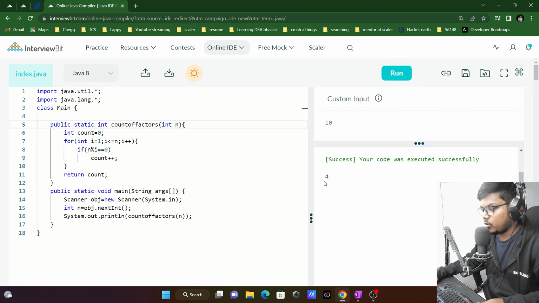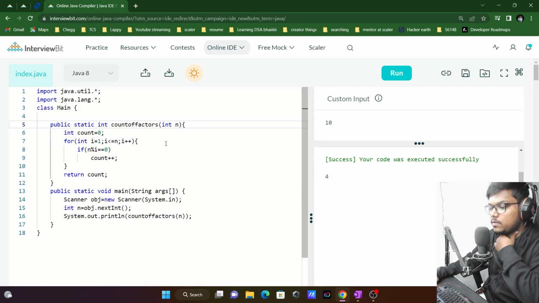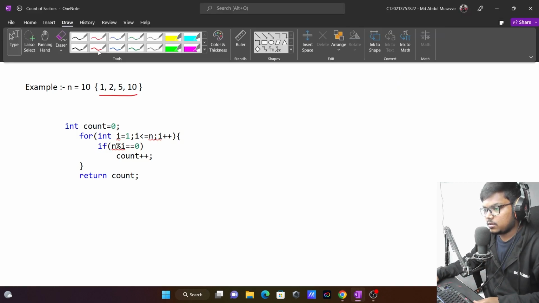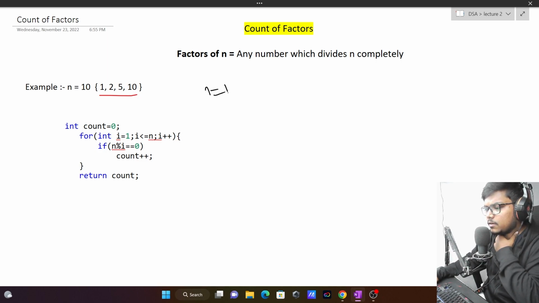Yes, we got 4. Got it? So this is how we are solving the count of factors. As you see here, what are we observing here? See, when n is 10, what I'm doing, how much time does it take?